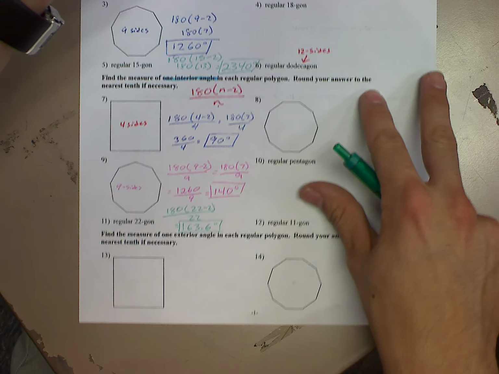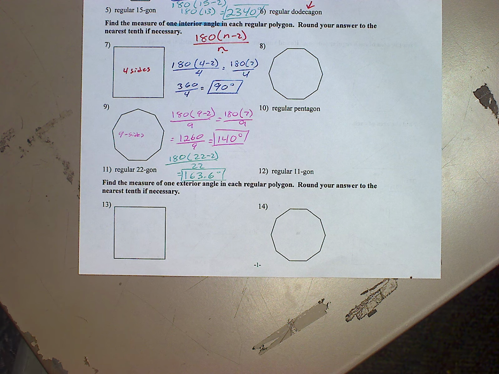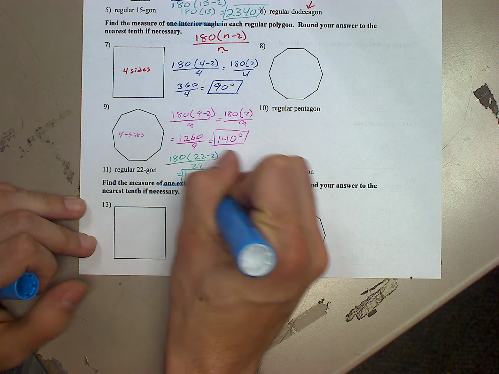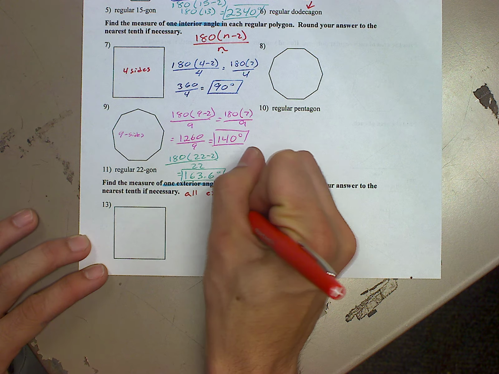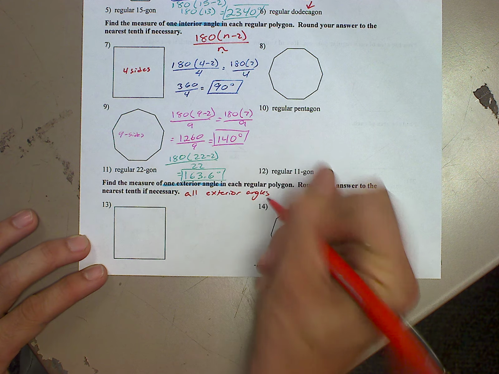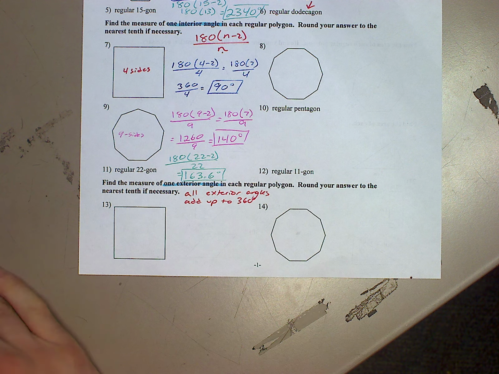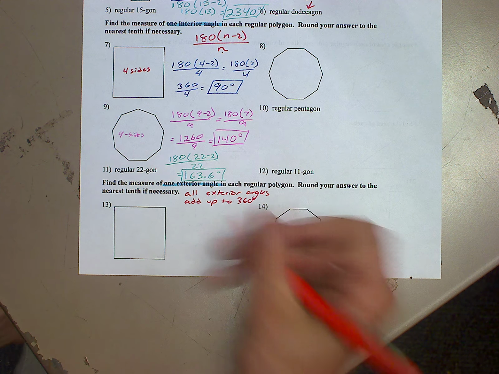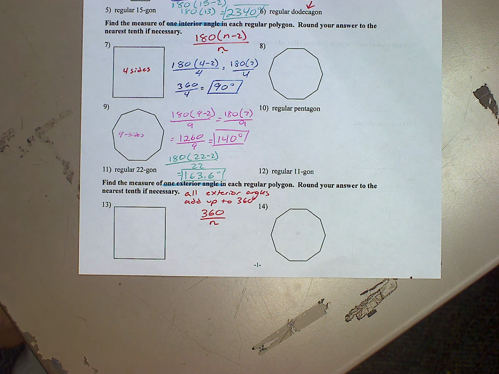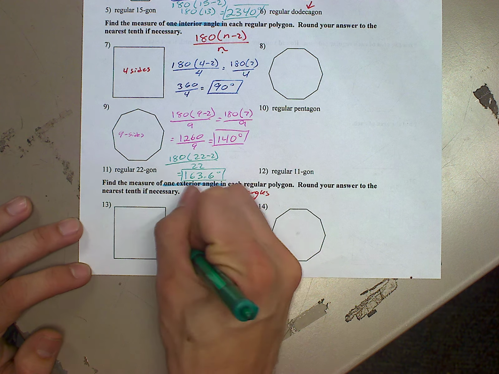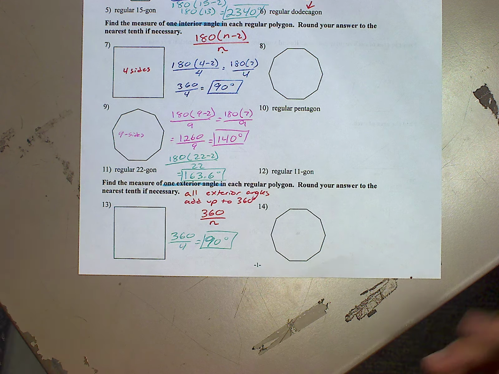Number 13. It says find the measure of one exterior angle. No matter the shape, all exterior angles add up to 360. So what is my equation for these? 360 over n. So how many sides? 4. You get 360 divided by 4, which is 90. It is the same one for the next side as well.